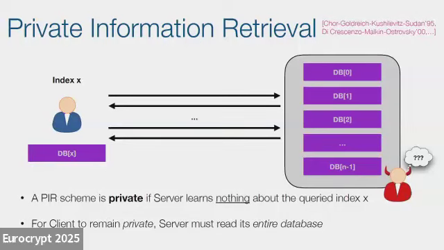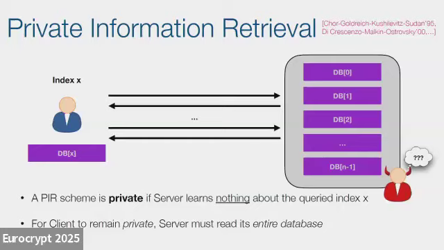This is PIR 2, so I assume most people know what PIR is. It's a protocol between a client and a server, where the server holds some large database of elements, and the client wants to access a specific index X. They engage in some protocol, and ideally in a PIR, the server will learn nothing in a computational sense about the client's index X, but the client will learn the database element that they're interested in.